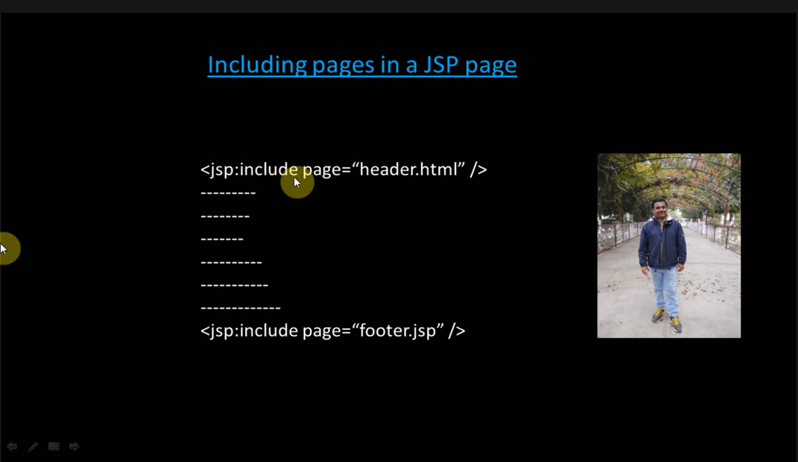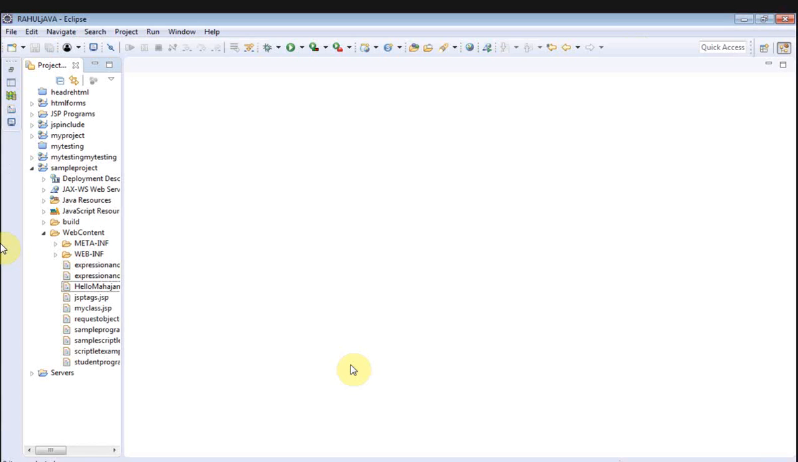See, the syntax goes like this. Whatever page you want to put into the JSP page, you would write angular bracket jsp:include page is equal to the name of the page. This page could be an HTML page or a JSP page itself. This is the code. And again, if at any other location you want to include a page, you would write again jsp:include page is equal to, for example, I have written footer.jsp.